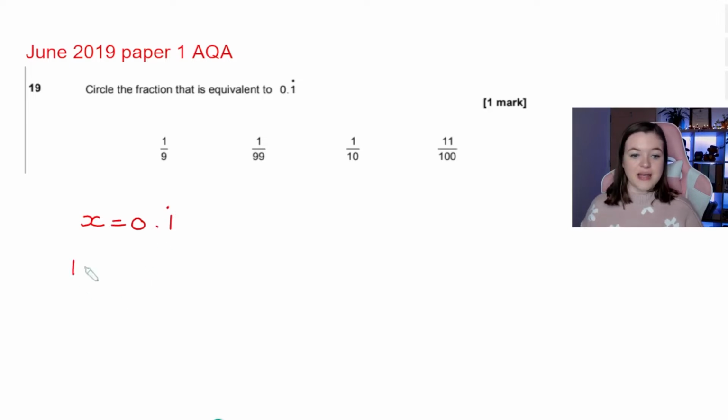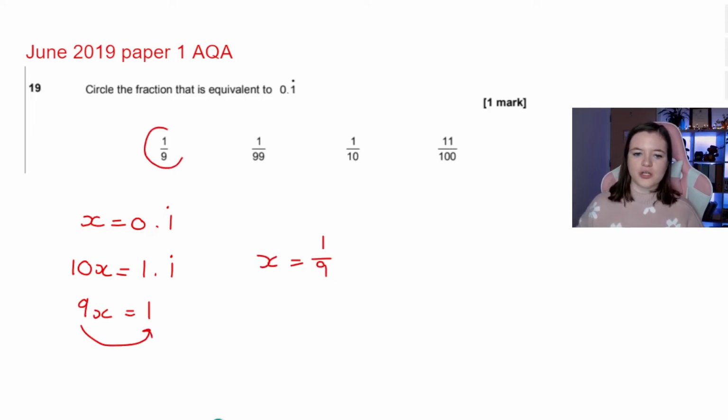Then times it by 10. 10x is then equal to 1.1 recurring. We're already at two numbers with the same decimal places, so we're going to subtract already. We're going to get 9x equals this, take away this, which is just 1. So then we're going to divide through by 9, bring that down there. x is going to be a 9th, so it is this option right there for 1 mark.